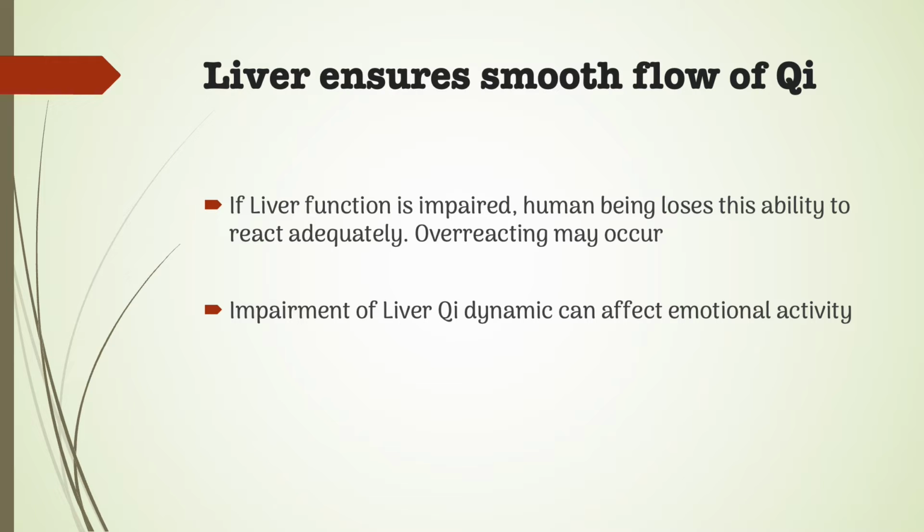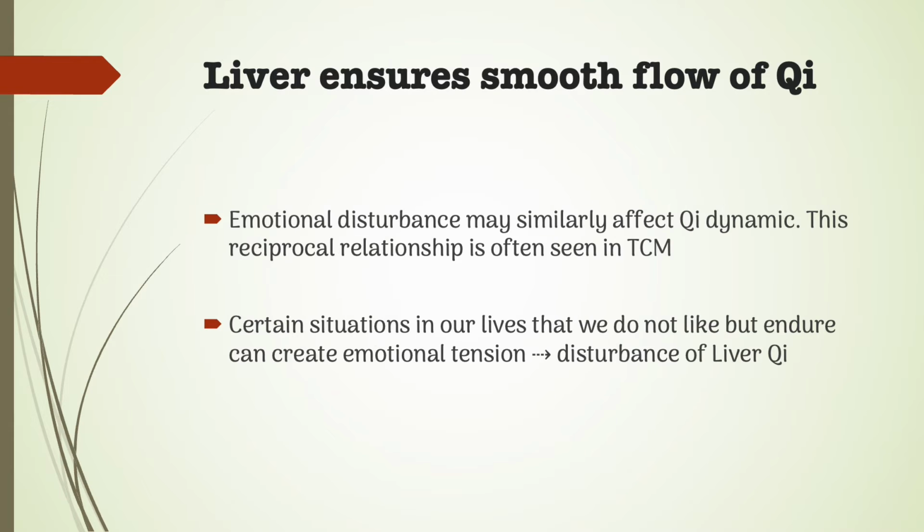Overreacting may occur. Impairment of liver qi dynamic can affect emotional activity. Emotional disturbance may similarly affect qi dynamic. This reciprocal relationship is often seen in TCM. Certain situations in our lives that we do not like but endure can create emotional tension, leading to disturbance of liver qi.